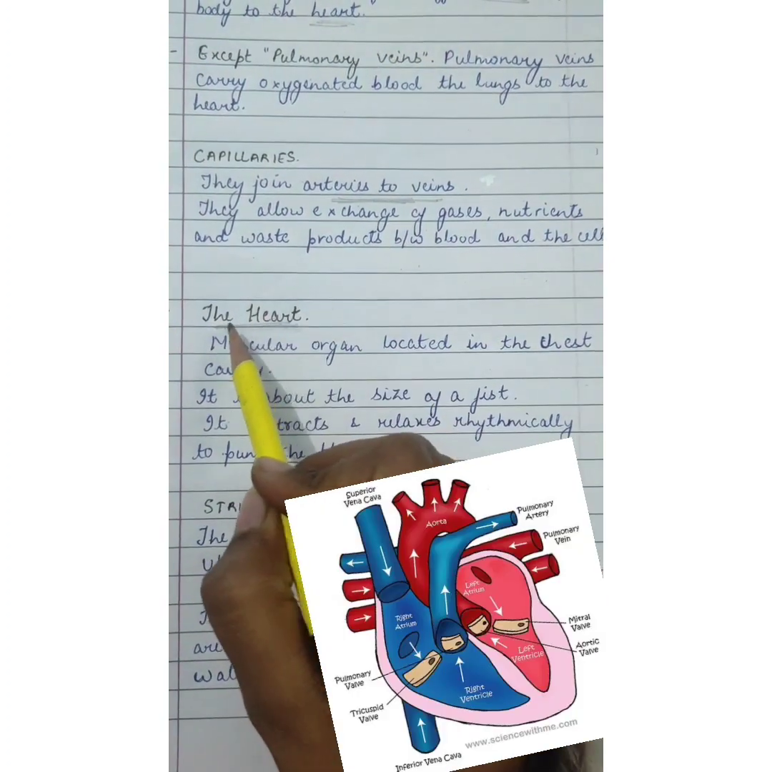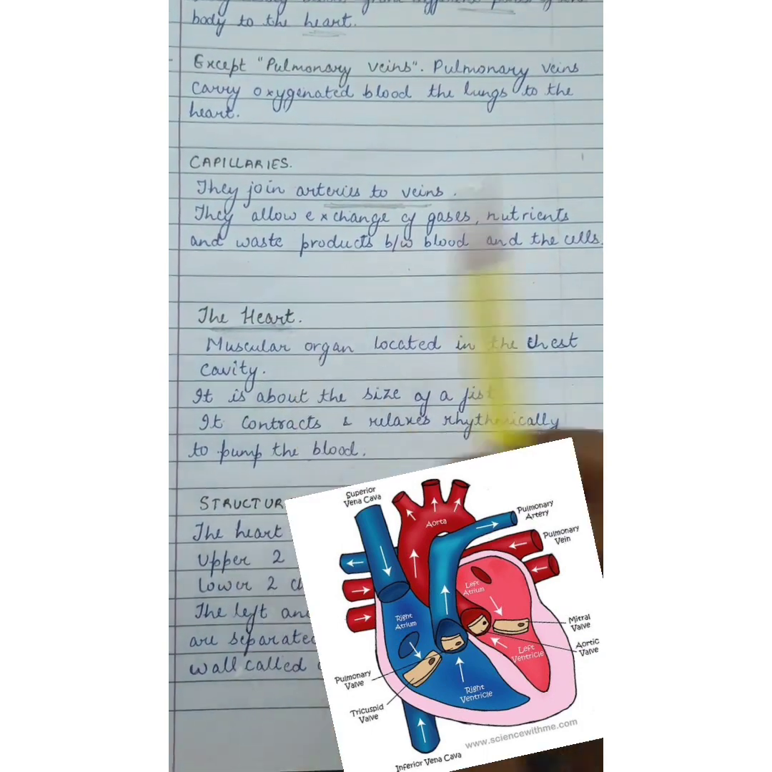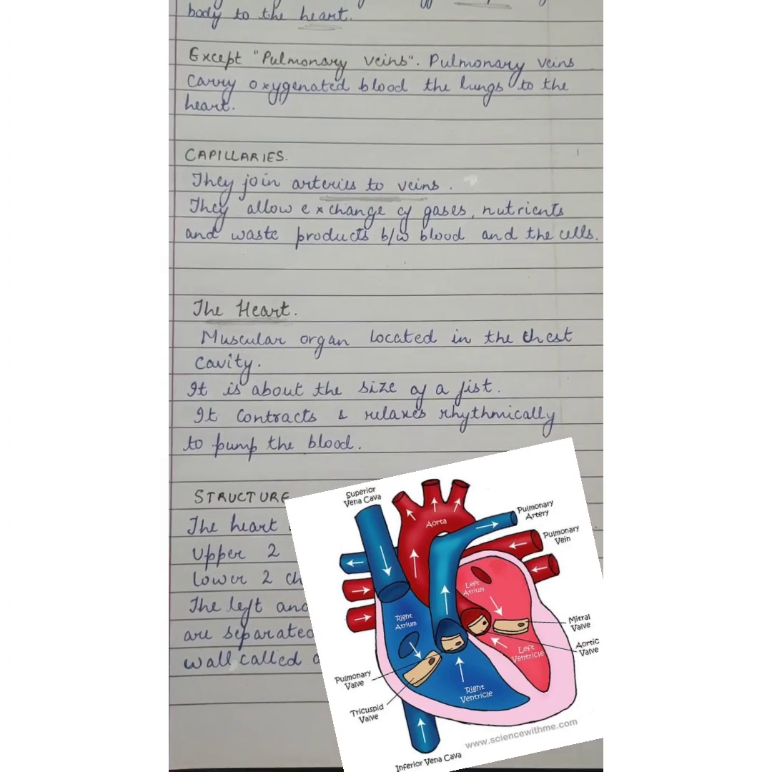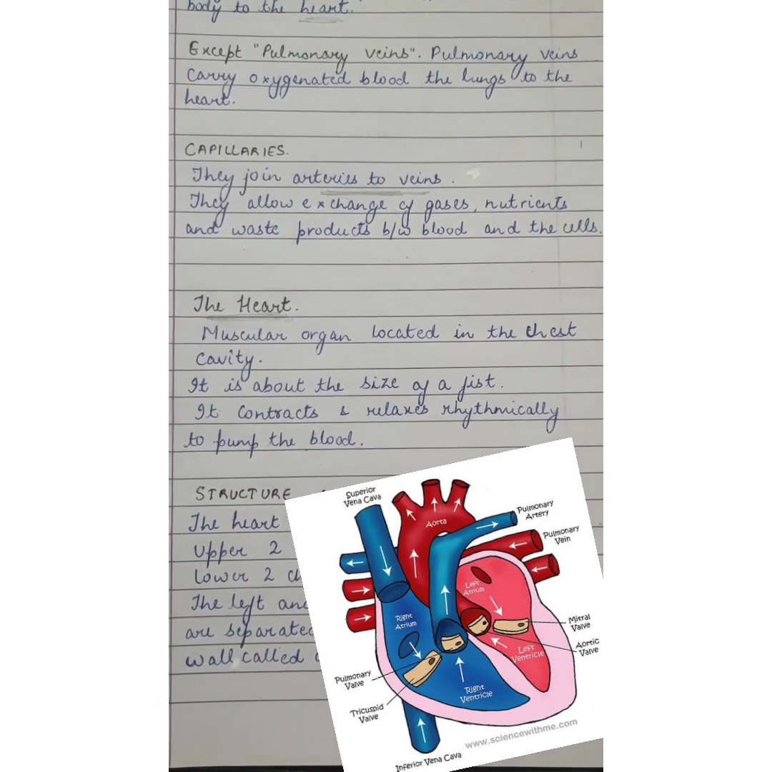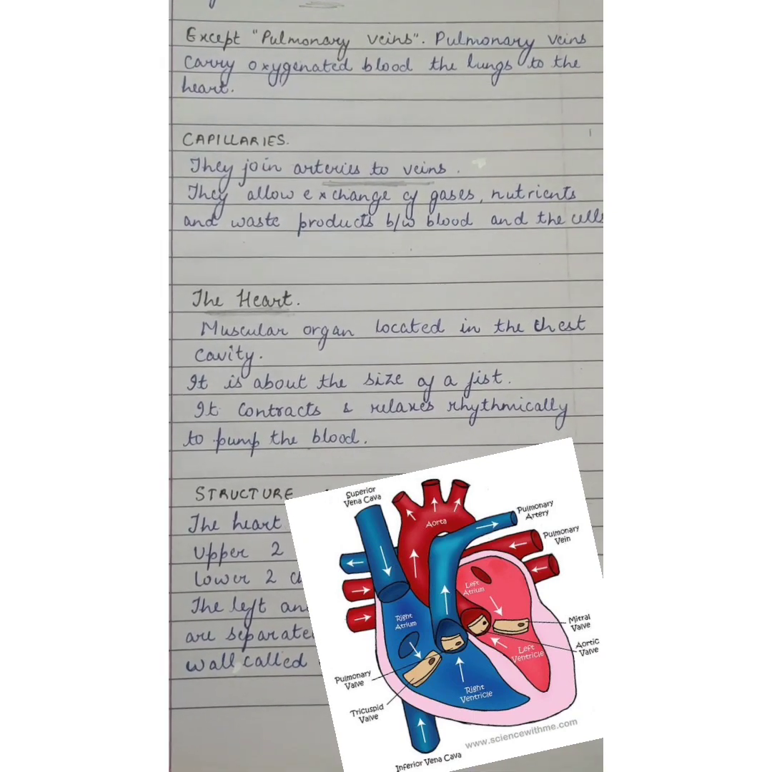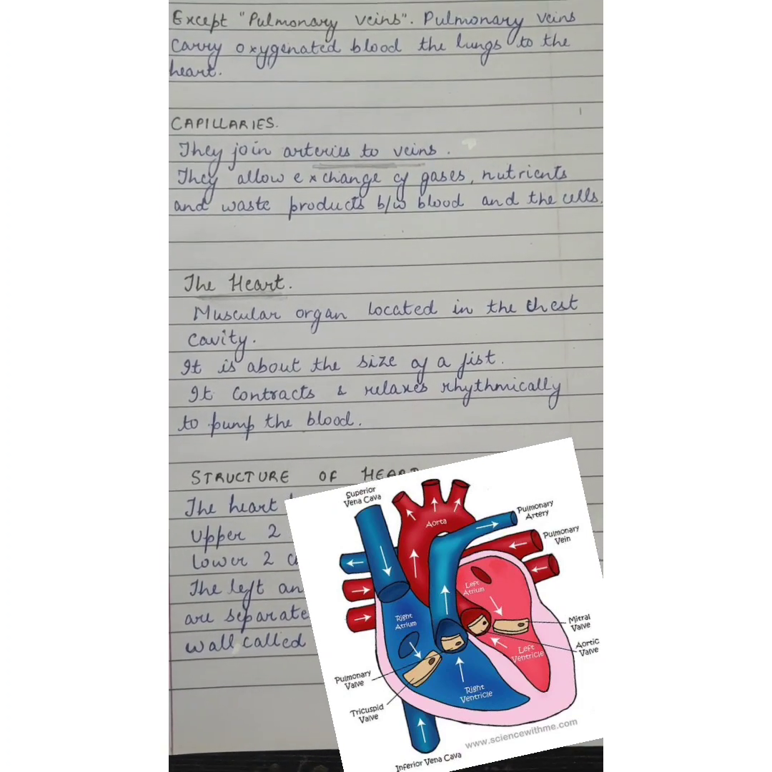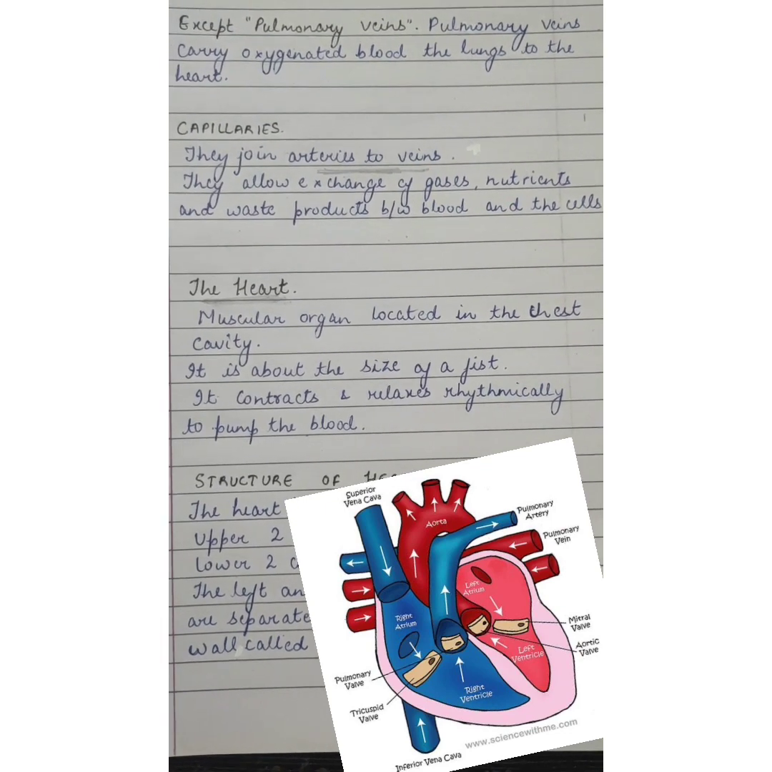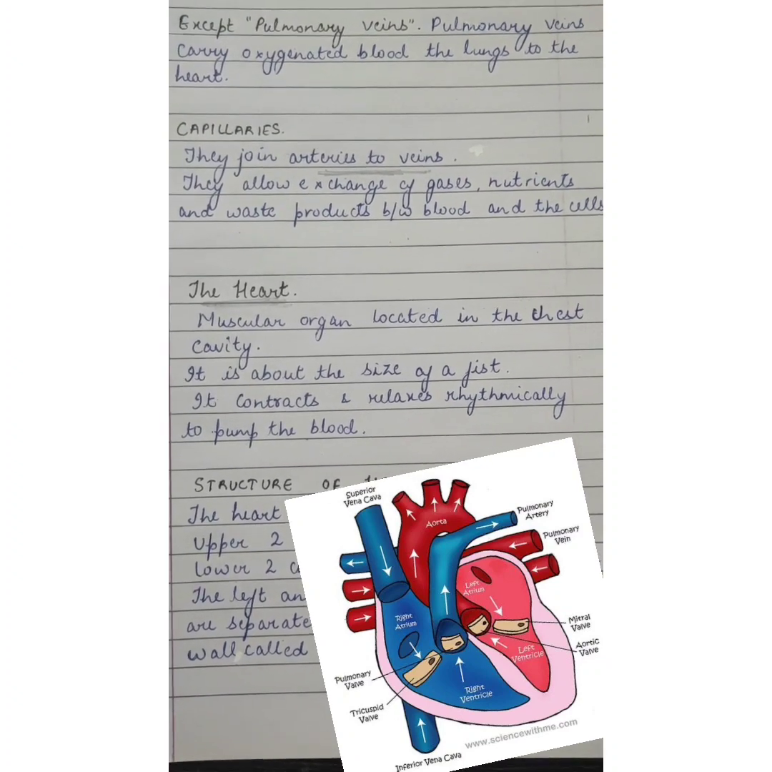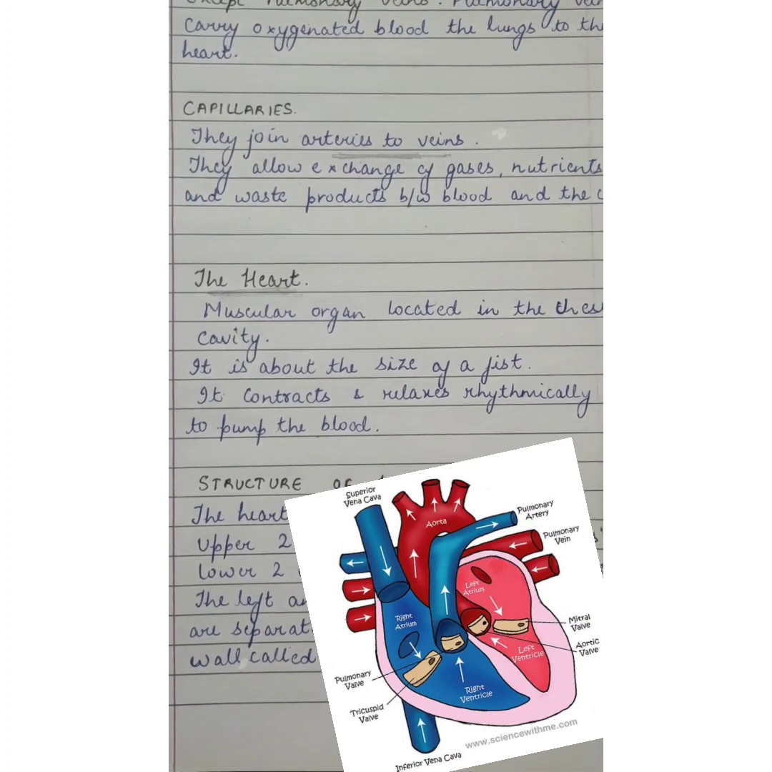Next and the last part of the human circulatory system, that is the heart. You must know that our heart is a muscular organ located in the chest cavity. It is located behind the sternum, slightly shifted towards the left. It is almost the size of your fist. Our heart continuously contracts and relaxes so as to pump the blood into the blood vessels so that it can be circulated throughout our entire body.